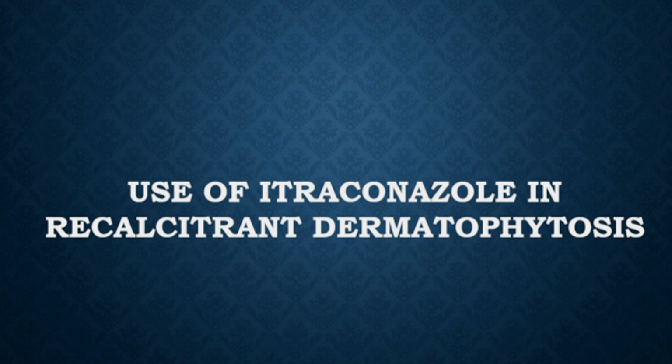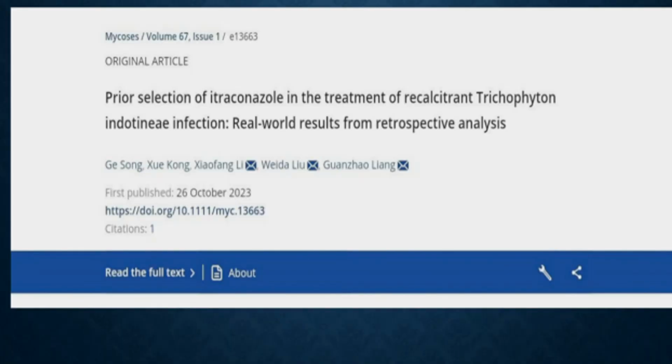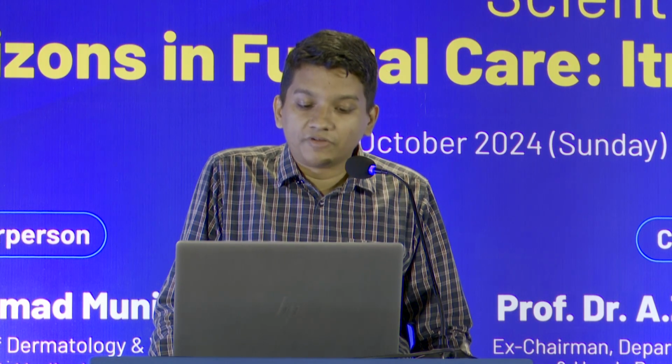Now, the use of itraconazole in recalcitrant dermatophytosis. There are a few articles as well as some case reports available regarding the use of itraconazole in recalcitrant dermatophytes. This is a journal article which was recently published, showing the selection of itraconazole in the treatment of recalcitrant dermatophytosis, especially Trichophyton indotineae. And this article showed that itraconazole was clearly superior to both terbinafine and fluconazole in the treatment of recalcitrant Trichophyton indotineae infections.